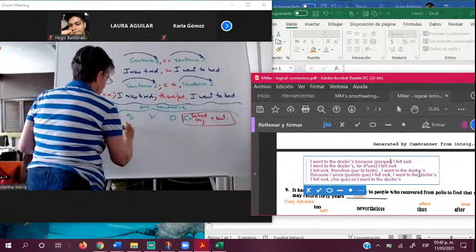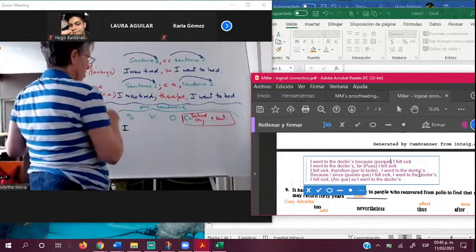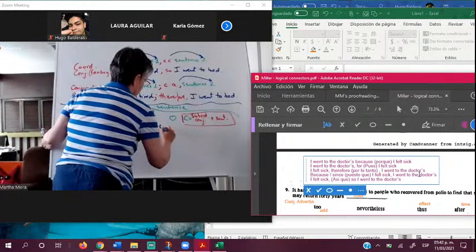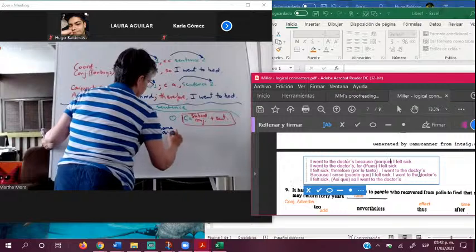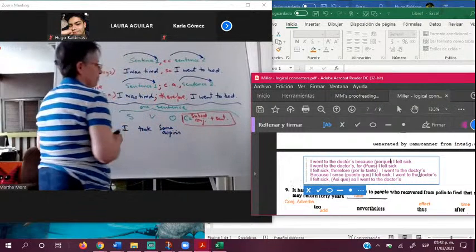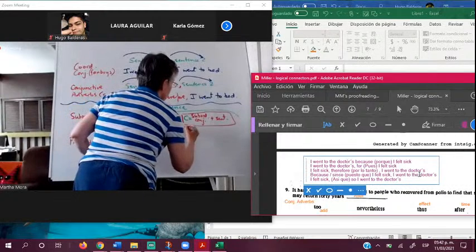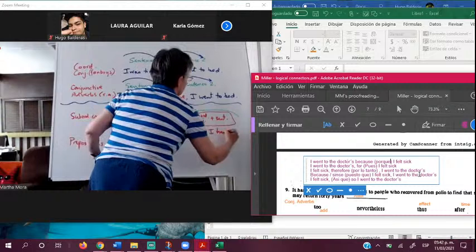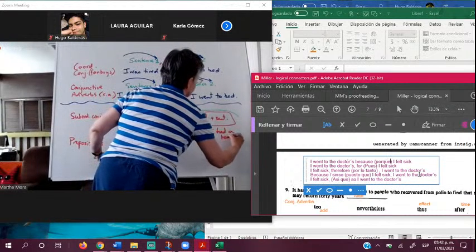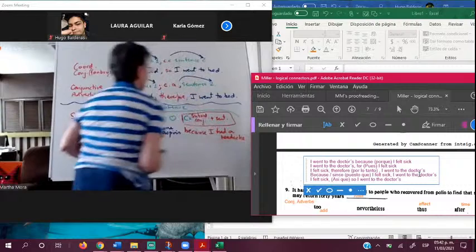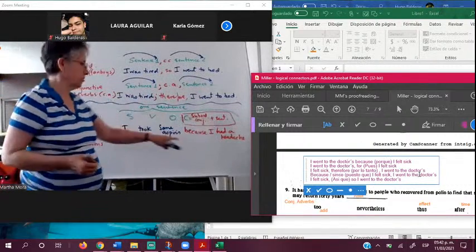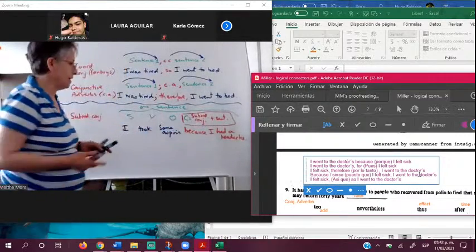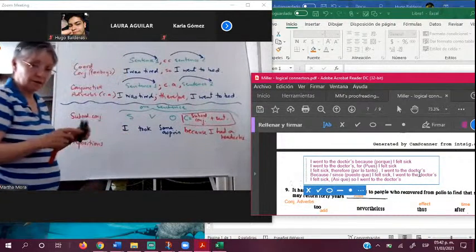I took aspirin because I had a headache. So when I have that configuration, this is the complement of reason or cause, no comma needed. So far, so good?